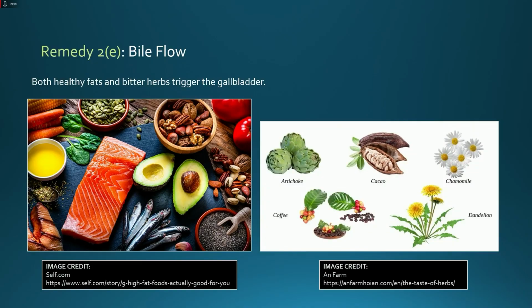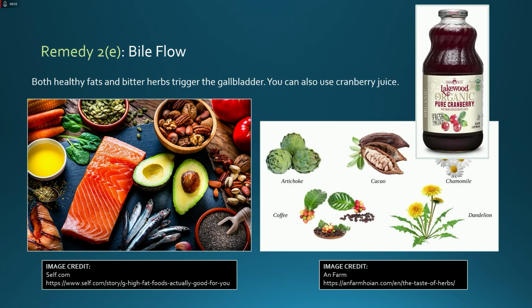Both healthy fats and bitter herbs help trigger the gallbladder. This is important to keep the bile flowing. So on the left, you see salmon, avocado, nuts, sardines, healthy oils. And on the right, you see artichoke, cacao, chamomile, dandelion, coffee. These are all good for triggering the gallbladder. And you can also use cranberry juice.